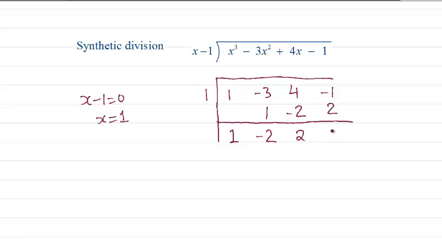Add, you get 1. Now this is the x squared term, this is the x term, this is the constant term, this is the remainder. So when you divide this polynomial by x minus 1, your answer is x squared minus 2x plus 2. That's your quotient, and the remainder is 1.